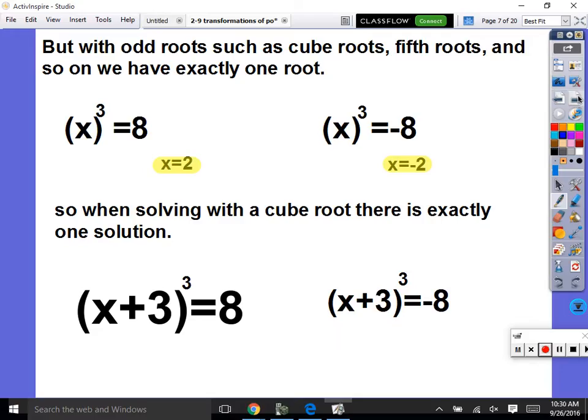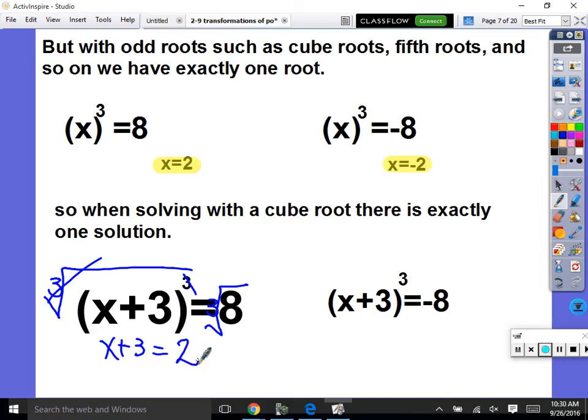So if we were solving this, wouldn't we take the cube root? Everybody? Cube root. So guess what? The cube root cancels out with the cube. So we have x plus 3 equals, what's the cube root of 8? 2. Okay, awesome. And then we'd solve for x. Do you see how that only has 1 solution, everybody?